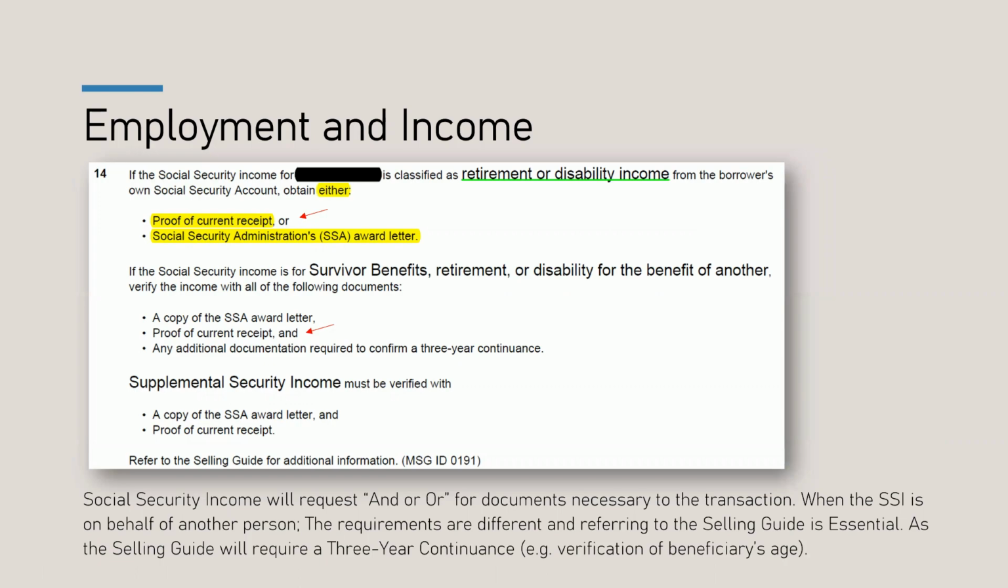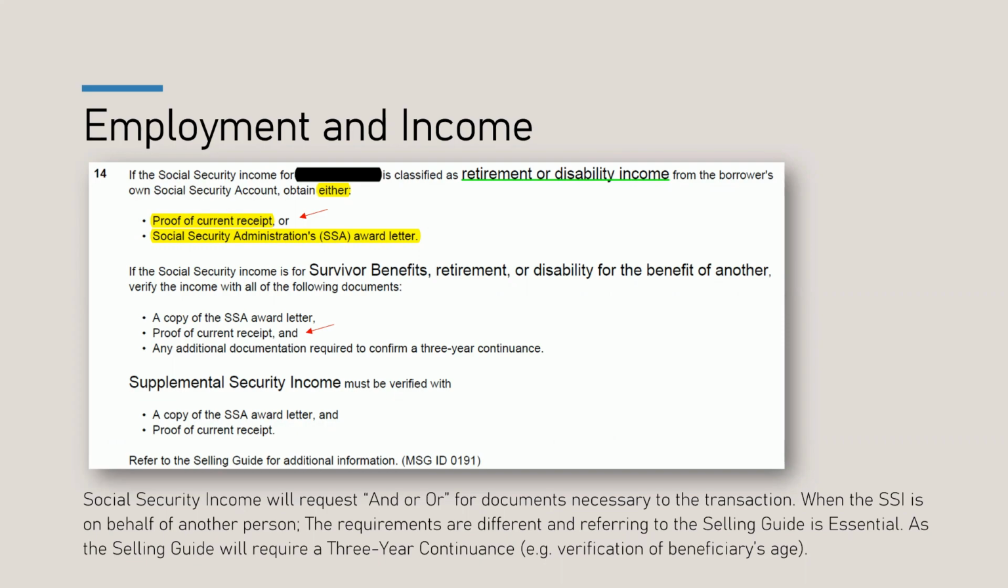When looking at Social Security pension income, take a look at what it's asking you for. It is going to give you either an "or" or an "and." A lot of times in underwriting, we get people, or our LO, saying, "Well, why do you need that?" Well, DU is asking for it. If it's saying I need proof of current receipt and the award letter, guess what? We're going to have to provide it.